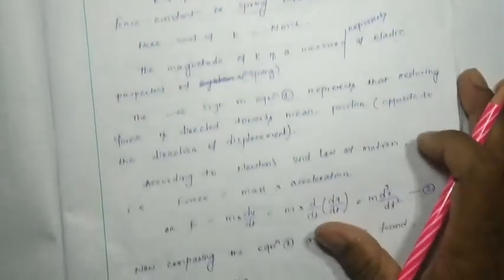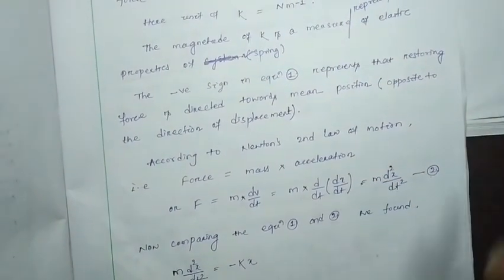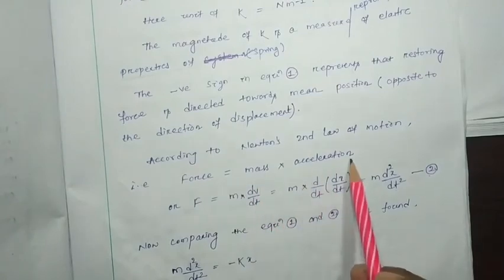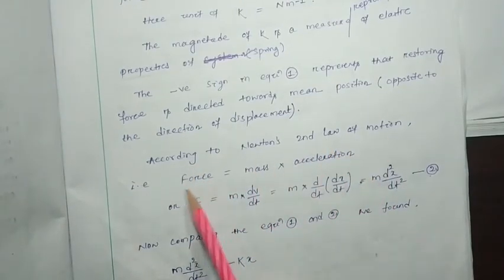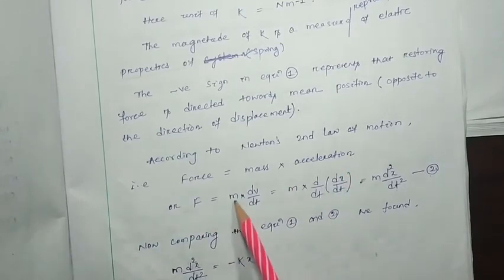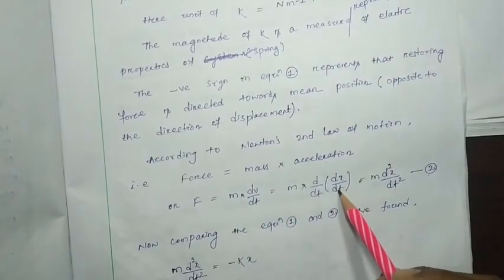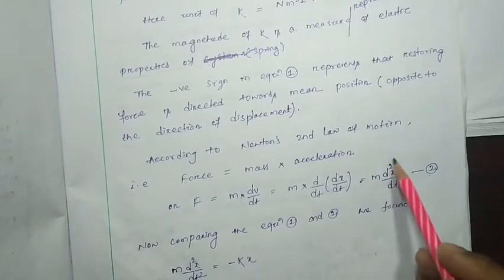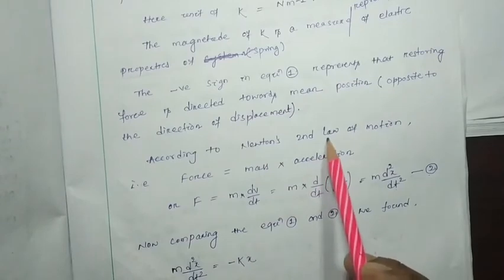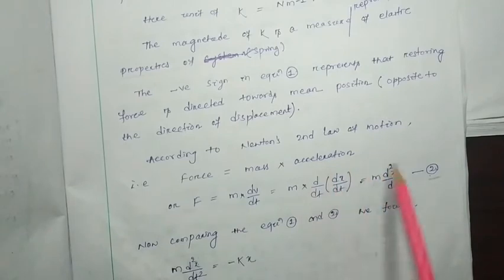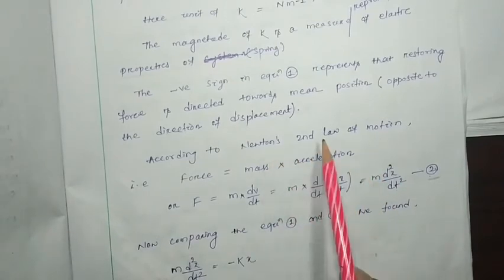Now if we consider Newton's second law, force is equal to mass into acceleration. So F equals m into dv by dt, and v can be written as dx by dt. So m d square x by dt square is the representation of the force according to Newton's second law. Let this be equation number 2. This is the generalized force equation.